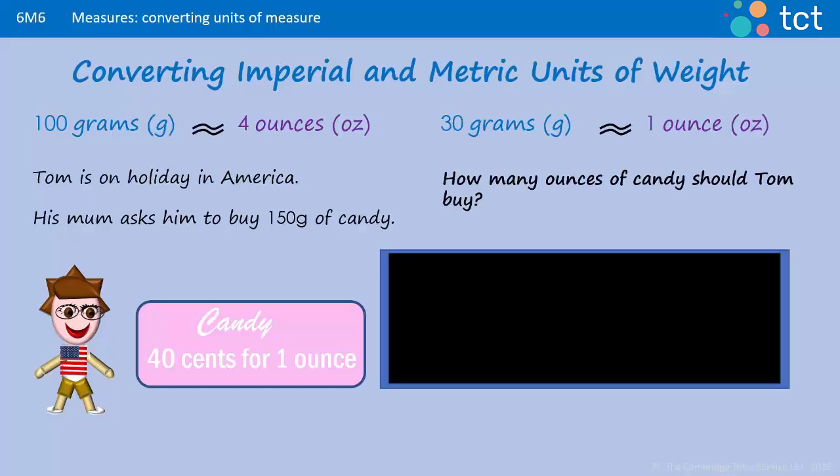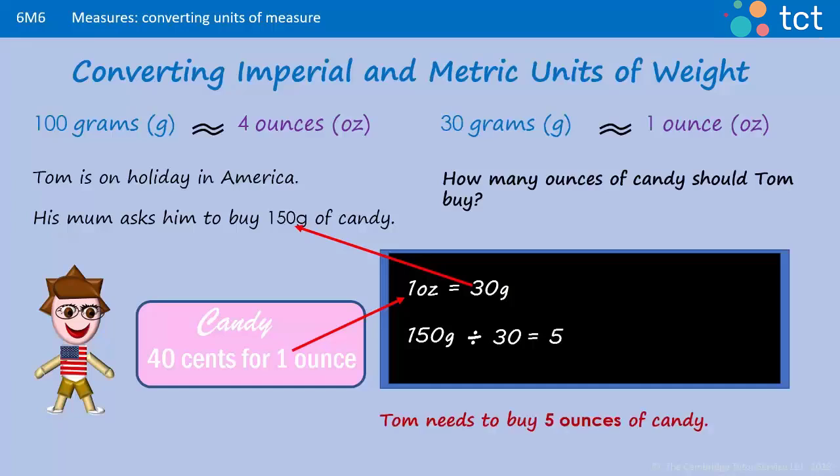We're going to use the conversion 30 grams is the same as 1 ounce. If 1 ounce is 30 grams, and Tom's mum has asked him to buy 150 grams of candy, he's going to take that 150 grams and divide it by the 30 grams to find out how many ounces that is. That's 5. So Tom will need to buy 5 ounces of candy.